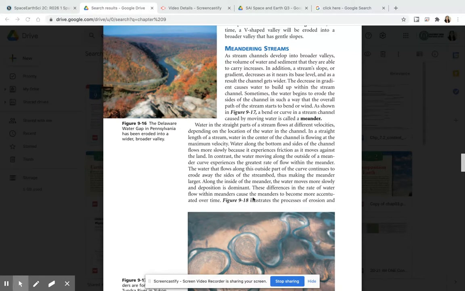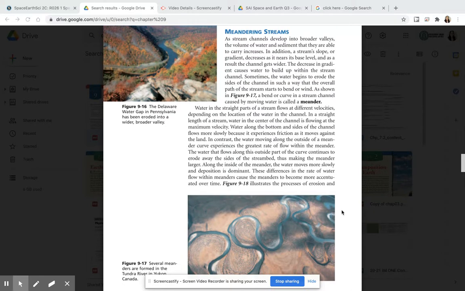In contrast, the water moving along the outside of a meander curve experiences the greatest rate of flow within the meander. The water that flows along the outside part of the curve continues to erode away the sides of the stream bed, thus making the meander larger. Along the insides of the meander, the water moves more slowly and deposition is dominant.